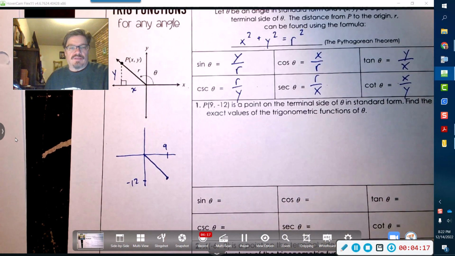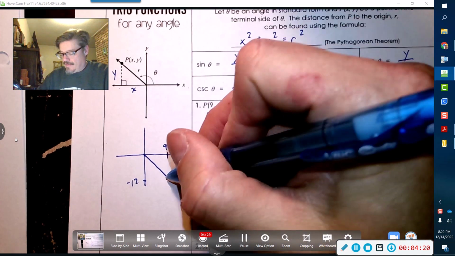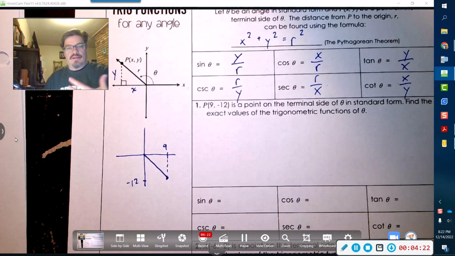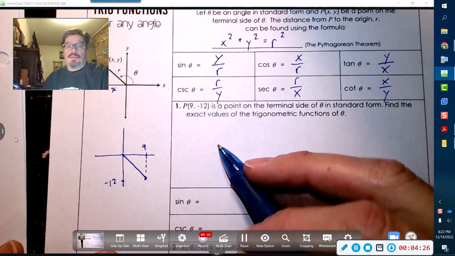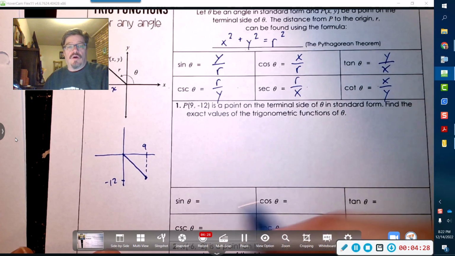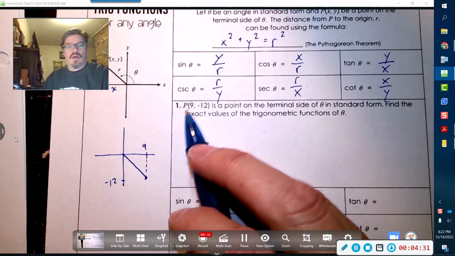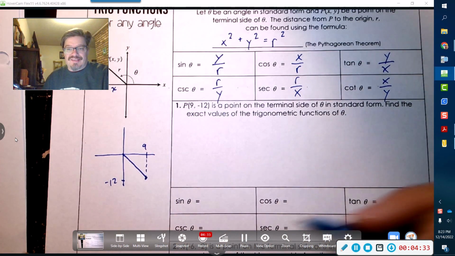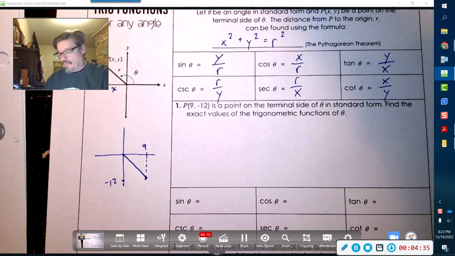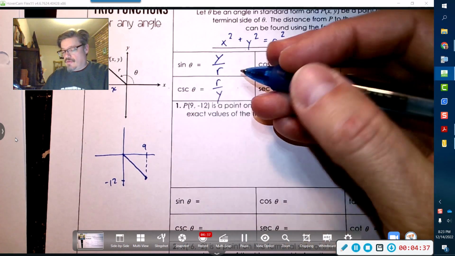All right, so that's where we're at. And this right here kind of represents, this is actually a triangle now. And we want to be able to find all the exact values of this situation. We have 9, negative 12, and I can get all 6 of them just by drawing this out. Now, first of all, I need to know the r value, right?